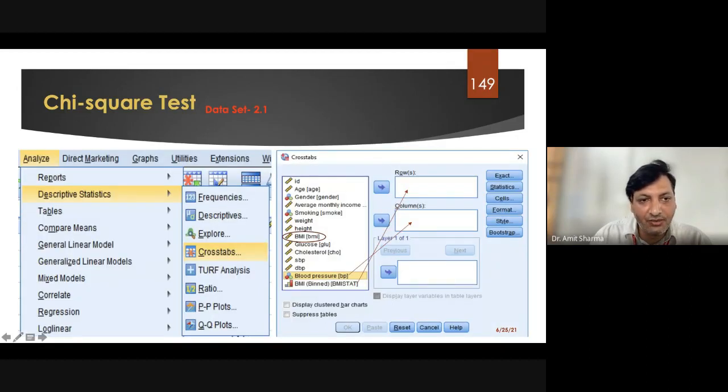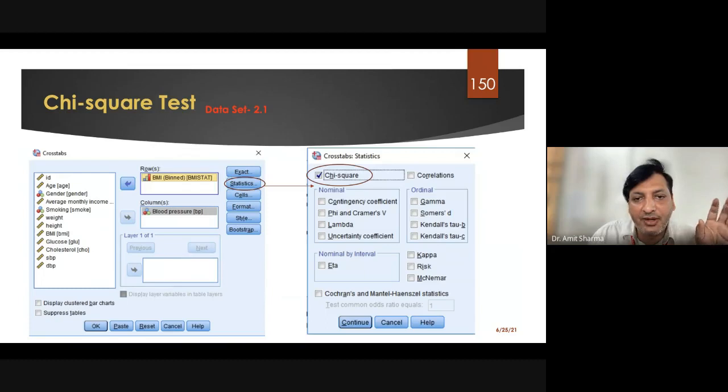Click on Analyze, go to Descriptive Statistics and Crosstabs. Just remember that Crosstabs is the command by which we apply the chi-square test, and we are not bothered about row and column, which variable will be kept where. You can keep any variable anywhere. And once you click on Statistics, under Statistics you are going to get the option for the chi-square test. This is the option which you are seeing inside the circle.